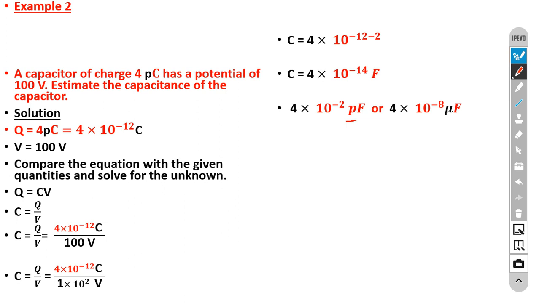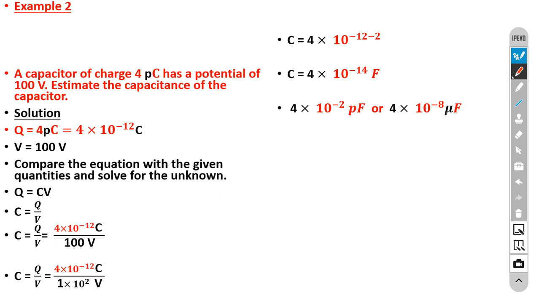Are you following? 10 to the power minus 12 and 10 to the power minus 2. So the minus 12 side of it has been converted to pico here. So we are now left with 10 to the power minus 2, which is still correct.